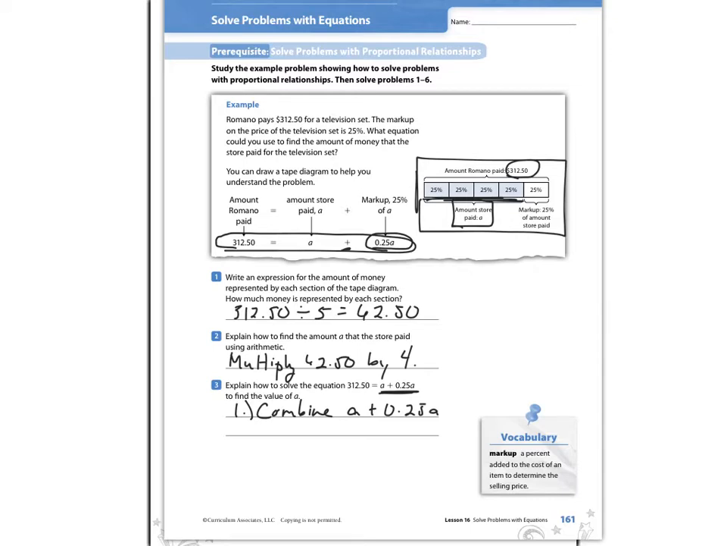Those can be combined together to equal 1.25A. After we combine like terms, we would then divide $312.50 by the 1.25. That would leave us our final value if we really wanted to find the value of A, or the amount the store paid, of $250. So the amount the store paid for the TV was $250.